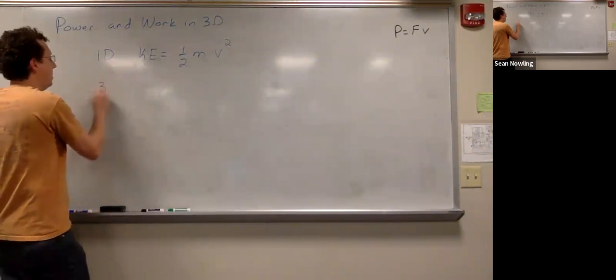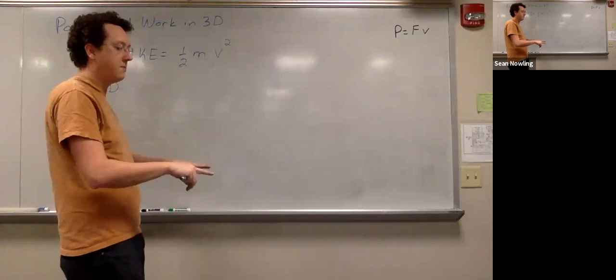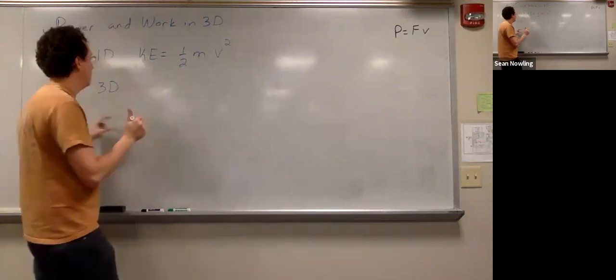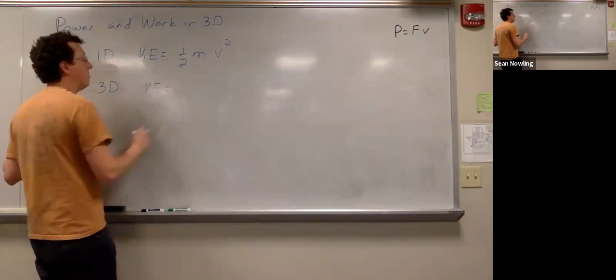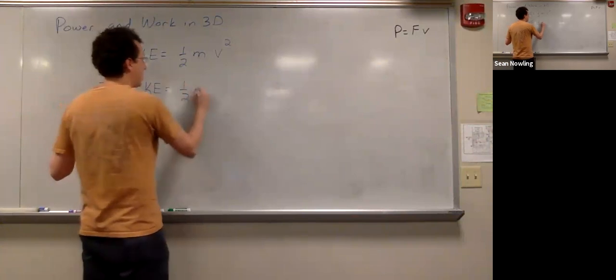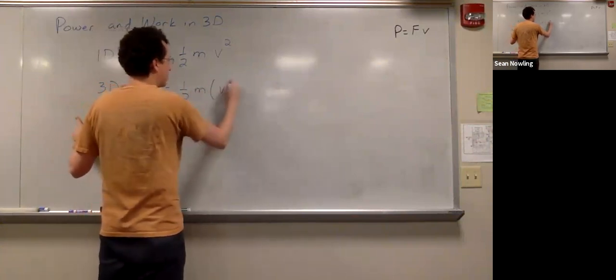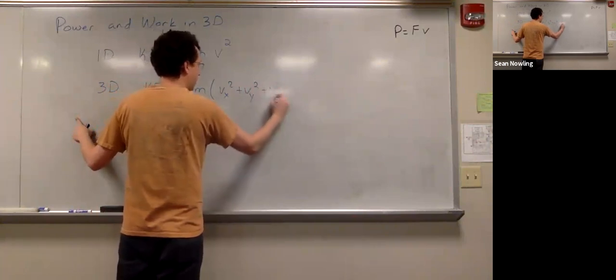In 3D, we're going to have 3 types of velocity. Velocity in the x, velocity in the y, and the velocity in the z. So the kinetic energy receives contributions from all of them. So it's equal to 1/2 the mass times the velocity in the x squared plus velocity in the y squared plus velocity in the z squared.